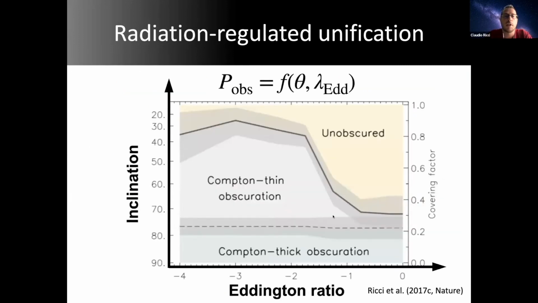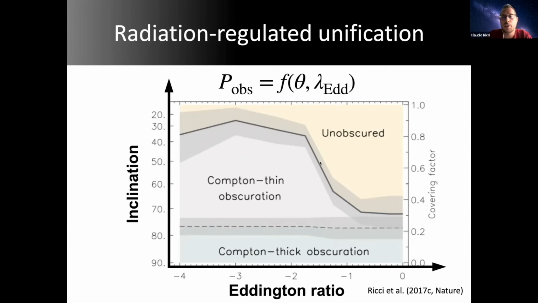So here is a depiction of this radiation-regulated unification model. What we are saying is that besides the inclination angle, the probability of a source to be obscured is also a function of the Eddington ratio. And therefore, depending on the Eddington ratio, if the system is at low Eddington ratios, then you have a lot of gas around the object, and it's much harder to have an unobscured line of sight.